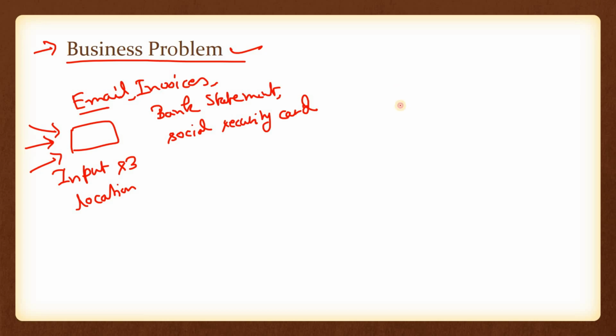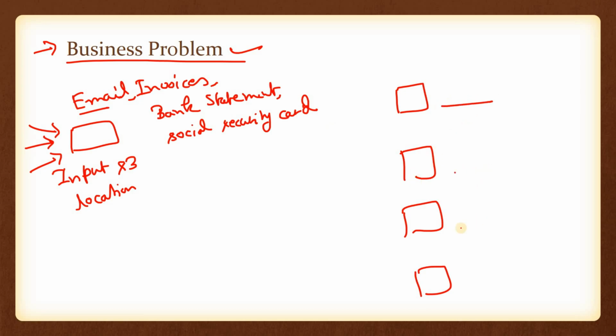And for all these different category of images we are having different downstream pipelines. One pipeline handles the email image processing, one pipeline handles the invoice image processing, one pipeline handles the bank statement related image processing, another pipeline handles the social security card related image processing.